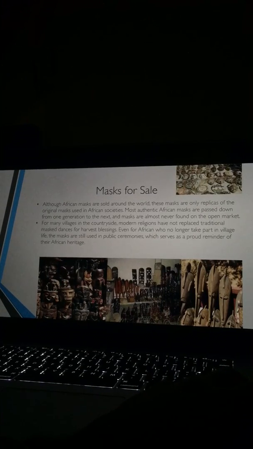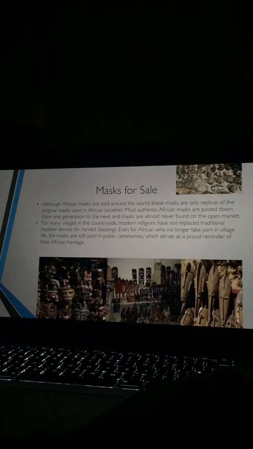Masks for sale. Although African masks are sold around the world, these masks are only replicas of the original masks used in African societies. Most authentic African masks are passed down from one generation to the next, and masks are almost never found on the open market.